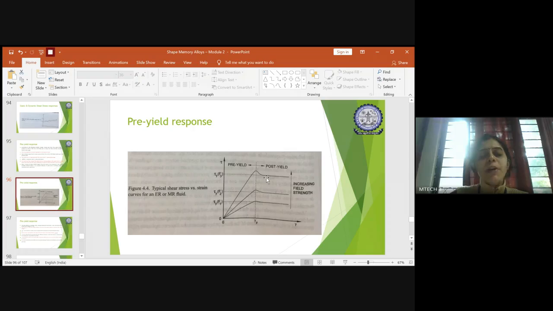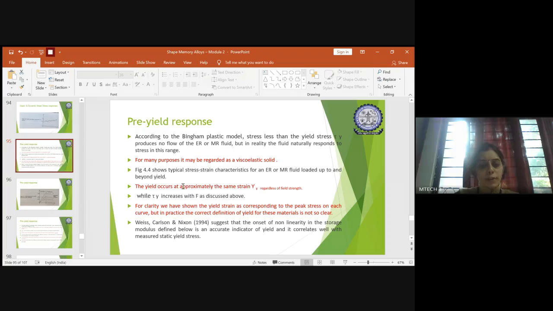At that point, if you draw an intercept to the y-axis, this value is called our yield stress. The shear stress value will usually be higher than the yield stress value at the ultimate point. The values of the shear stress before this ultimate point are called pre-yield, and the values after this point are called post-yield. With that clarification, you should now proceed further.